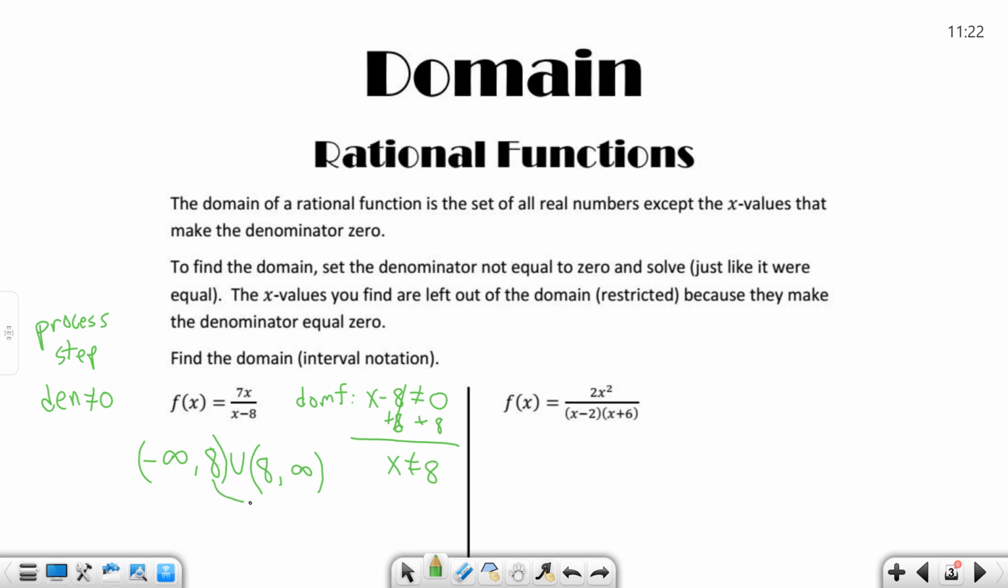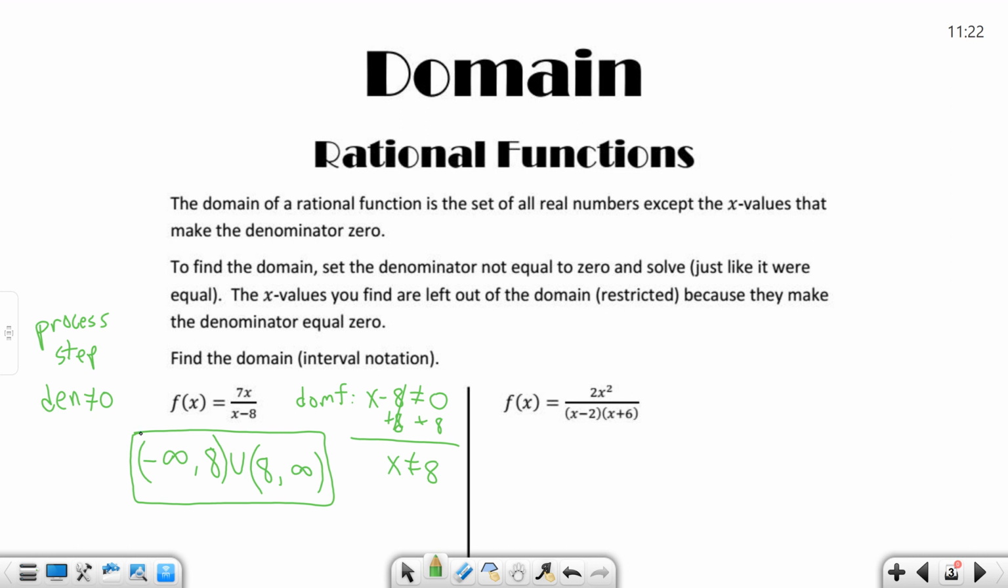I also like to talk about how we chain link our intervals together with the numbers that are restricted. So 8 is our only restricted value. We chain link our intervals together with 8. If we go up to 8, we pick back up at 8. We don't skip from 8 to some other number. All right? So this is the domain of f right here: negative infinity to 8, union 8 to infinity, with parentheses for all of them.